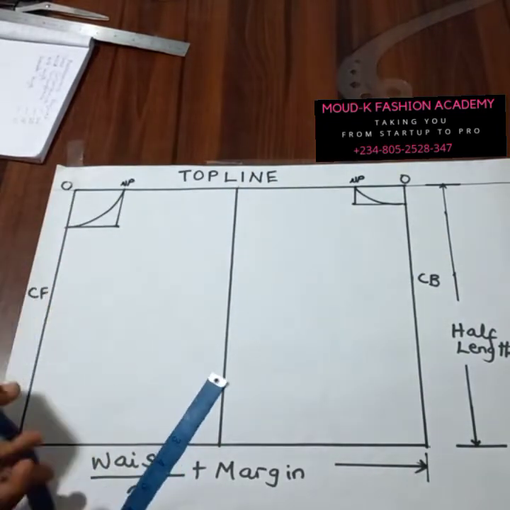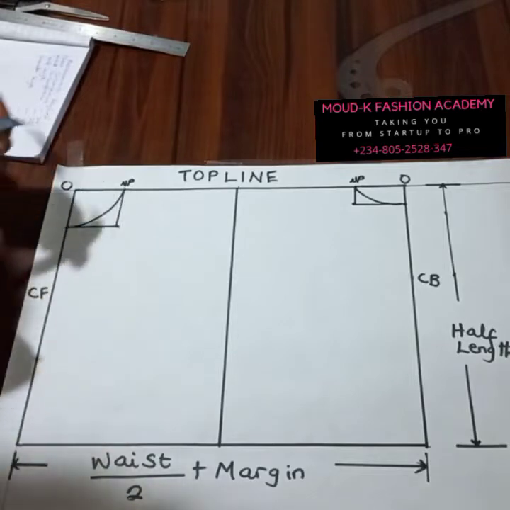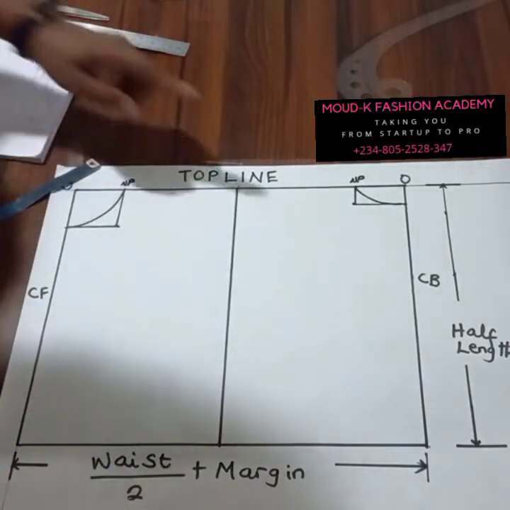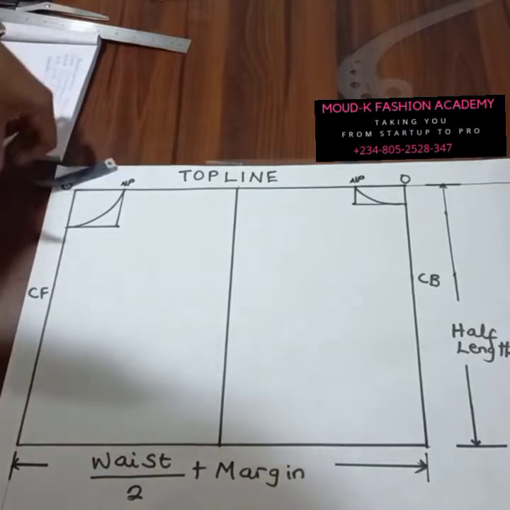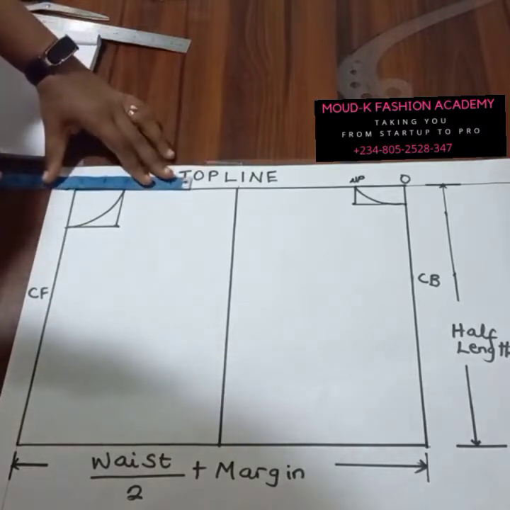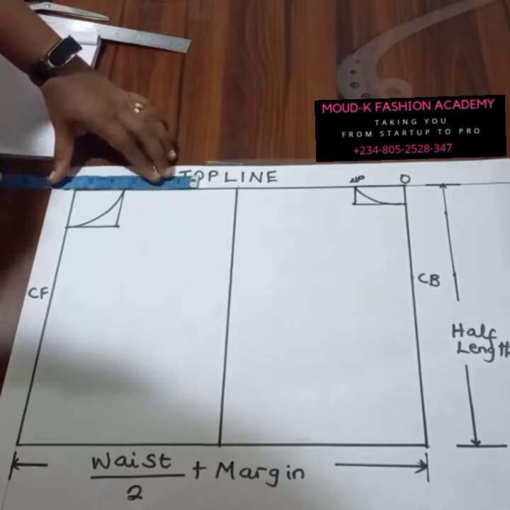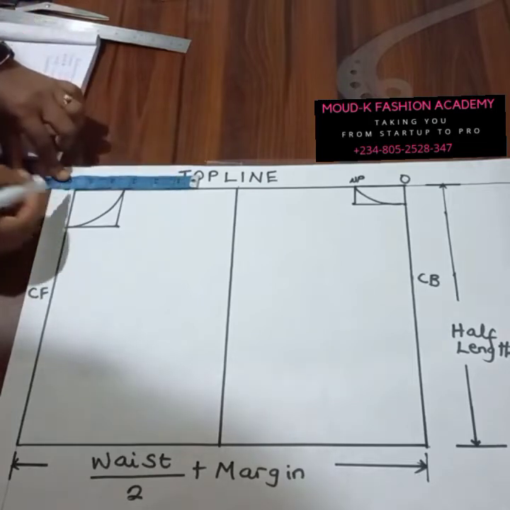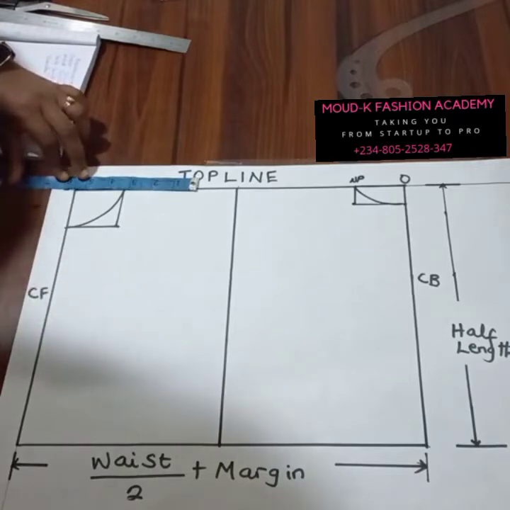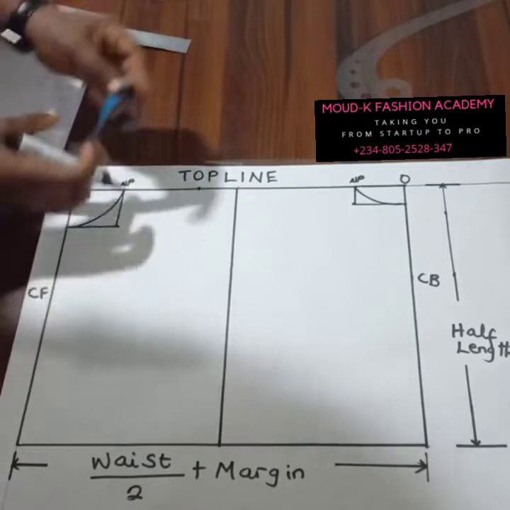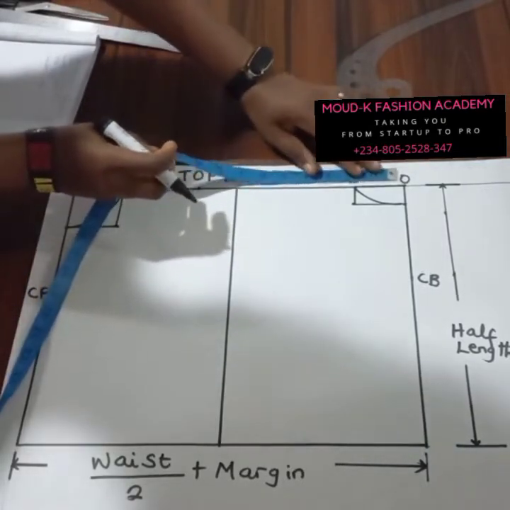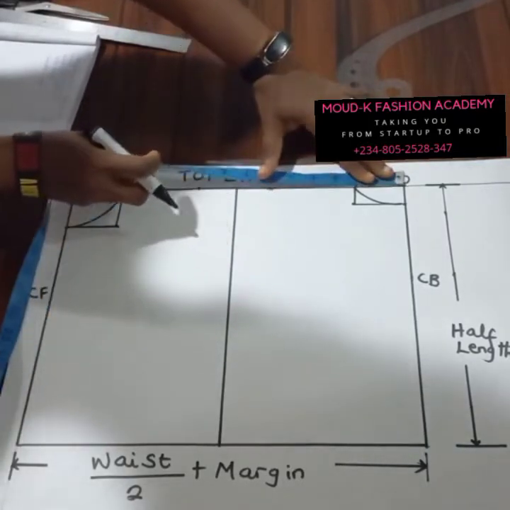So the next thing I'm going to do is input my shoulder size. The shoulder length that we are working with is 11 inches, and shoulder is usually divided by 2. So from my point O, I'm going to input 5.5, which is 11 divided by 2. I mark my 5.5 inches there. And I come from my point O at the center back, and I also input my 5.5.